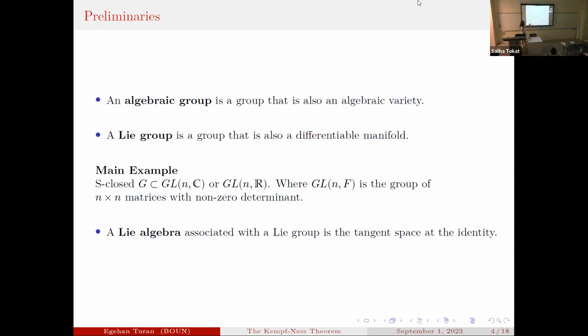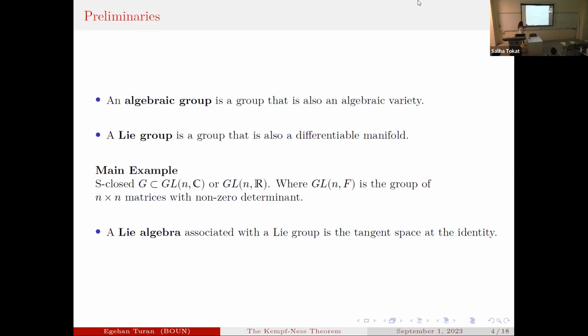So on Lie groups, I can talk about derivatives and differentiable forms and things like that. In this presentation, I will be dealing with two different topologies. The first one is the standard topology that comes from the Euclidean metric on C^n or R^n. The other topology is the Zariński topology, which comes from the algebraic variety structure. And when I write S-closed or Z-closed, that just means it is closed in the standard topology or closed in the Zariński topology.